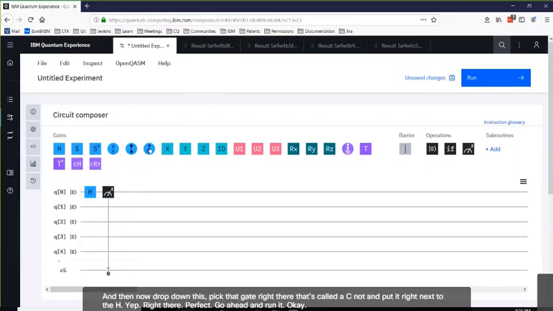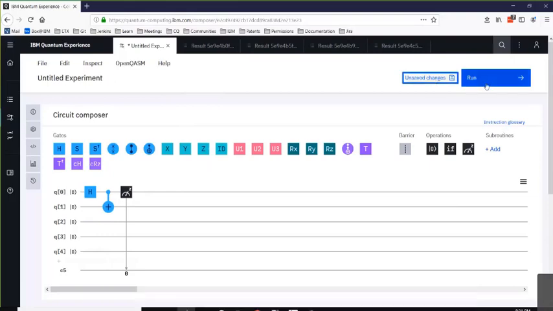And then now drop down the S. Take that gate right there. That's called a C naught, and put it right next to the H. Yep, right there. Perfect. Save that and run it. Okay? Please.